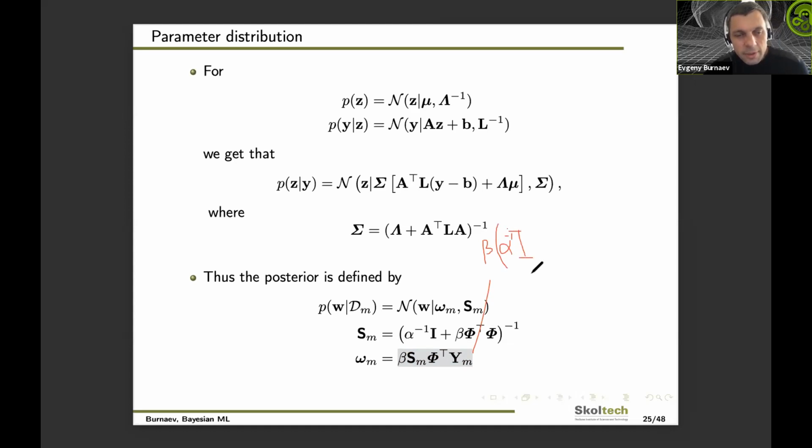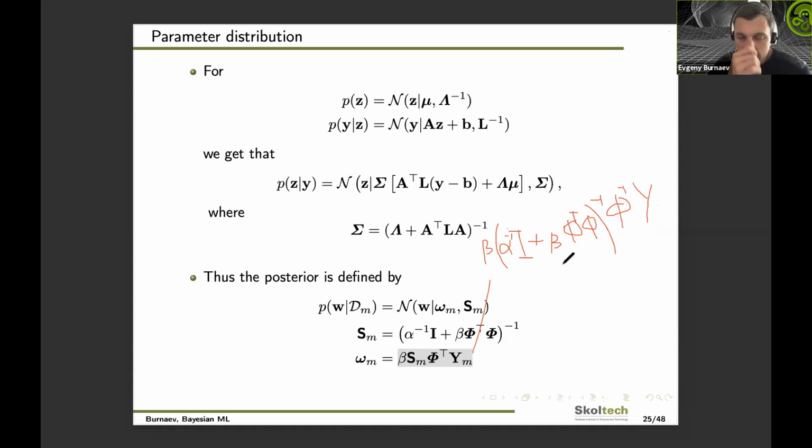So this can be considered as a kind of regularization, plus beta phi transpose phi, to the power minus 1, multiplied by phi transpose y.